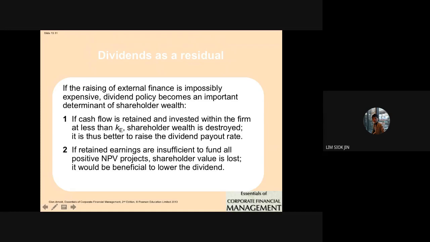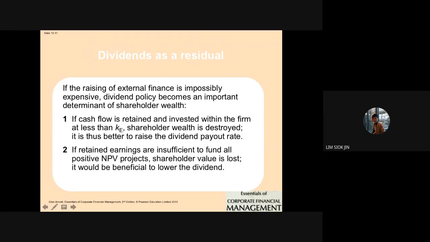So let's say cash flow is retained and invested within the firm at less than KE. That means shareholders, if they have the money, can earn 10% outside. Let's say KE is 10%. They can earn 10% outside. But this company keeps these earnings. They do not give them to the shareholder, but they reinvest them in a project. This project earns only 8%. So in this way, they are actually making the shareholder poorer. They are making them worse off. So they are practically destroying shareholders' wealth. So it is better to raise the dividend payout.